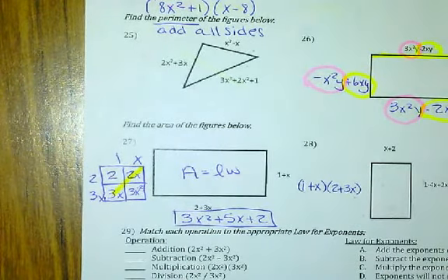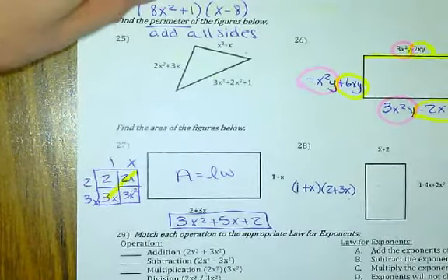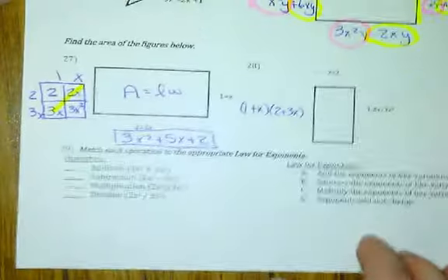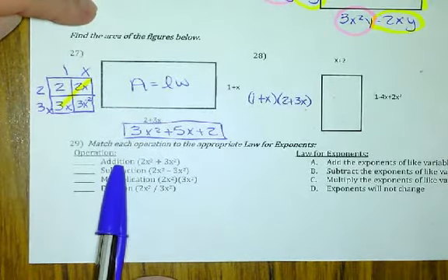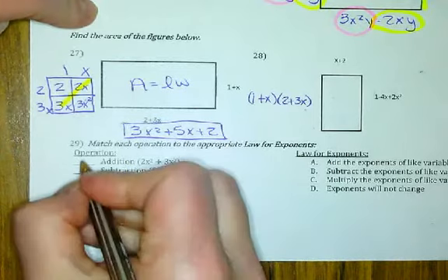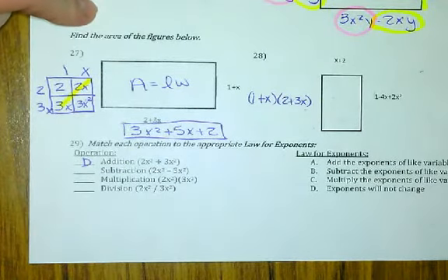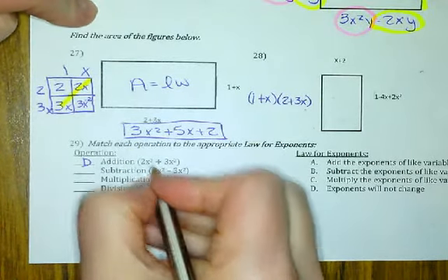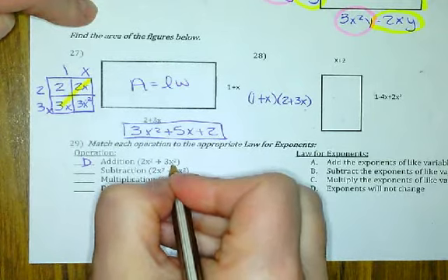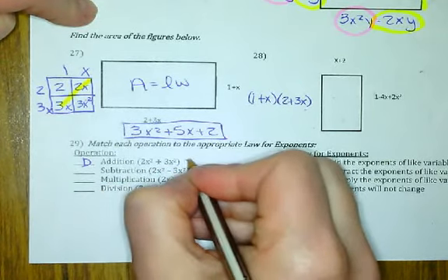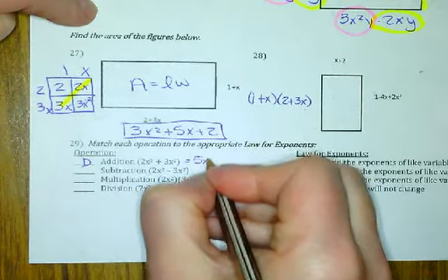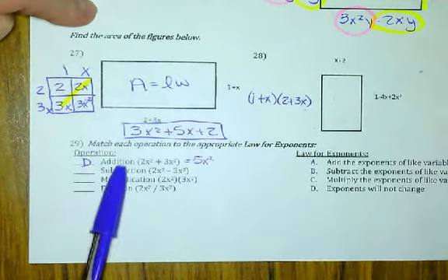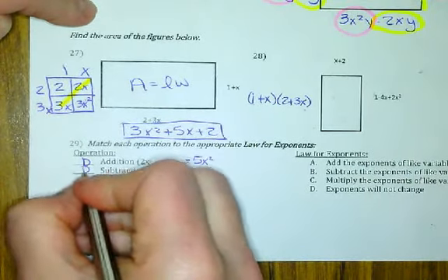Okay? All right. The last part says match each operation to the appropriate law for exponents. So this one is just adding. And on this one, remember, you don't change the exponents, so it would be d. All you're doing is looking that they're alike. So see how that's an x squared and that's an x squared? That just tells me that they're alike, and then I can combine the 2 and the 3, and that gives me 5x squared.